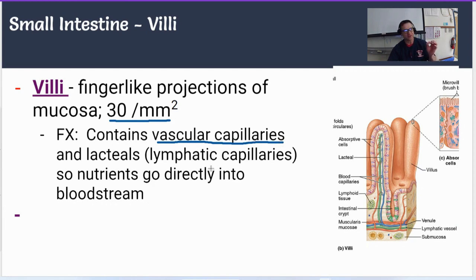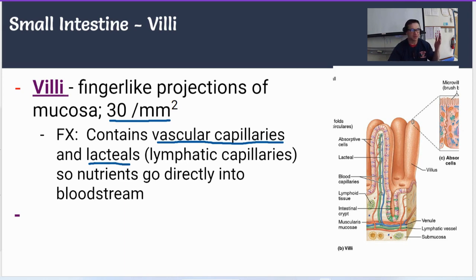so they contain vascular capillaries, small little blood vessels, and also the lacteals, the lymphatic capillaries. So it's the lacteals, which are going to help to absorb and transport the products of fats and lipids, the fatty acids and glycerol. And those are going to end up in the bloodstream. So nutrients are going to go directly in the bloodstream. So this is where absorption is occurring on these villi.